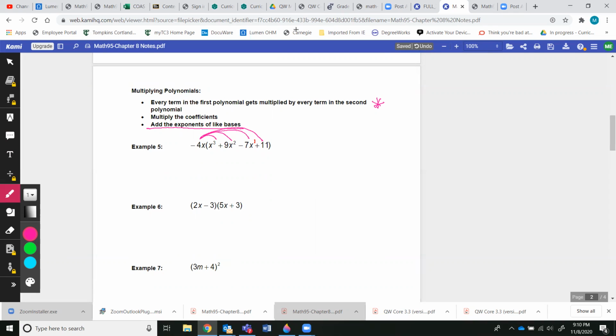So we have negative 4x times x to the third is negative 4x to the fourth. Negative 4x times 9x squared is minus 36x to the third. Negative 4x times negative 7x is plus 28x squared. And negative 4x times 11 is negative 44x.